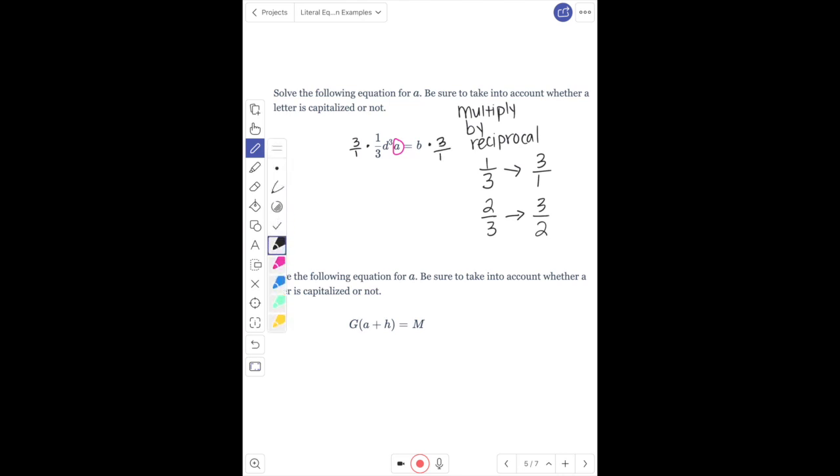Why did I do that? Because now the 1s are going to cancel, the 3s are going to cancel. That leaves me with d cubed times a equals 3b. b times 3 over 1 is just 3b. We are still solving for a, and I have d to the 3rd power times a. So if it's times, that means we're going to divide. So a is going to equal 3b divided by d cubed.